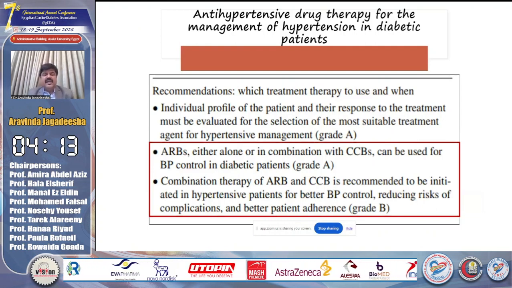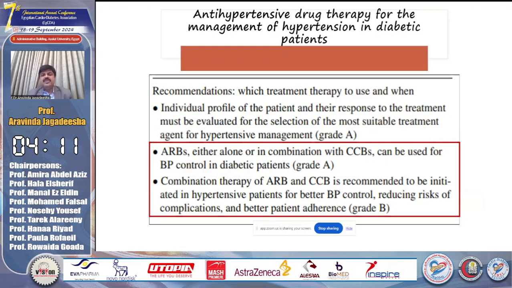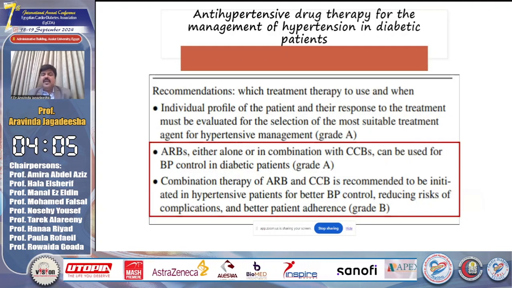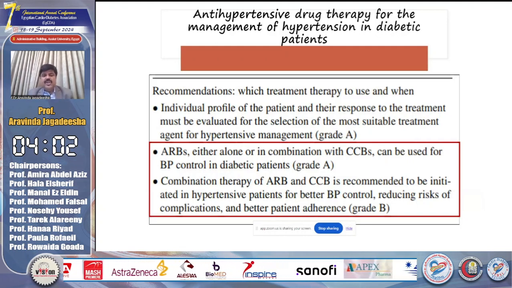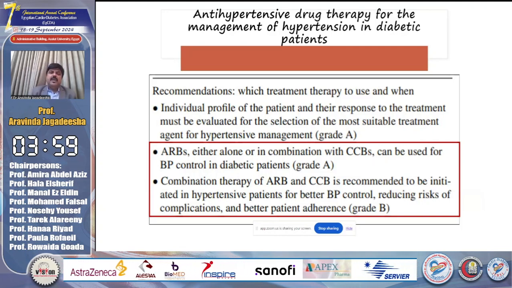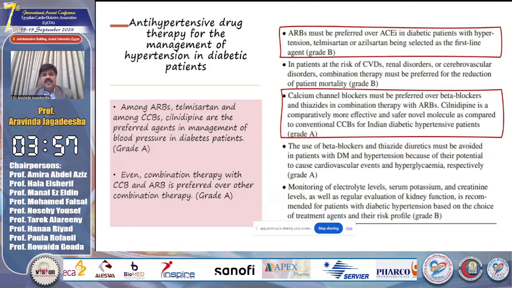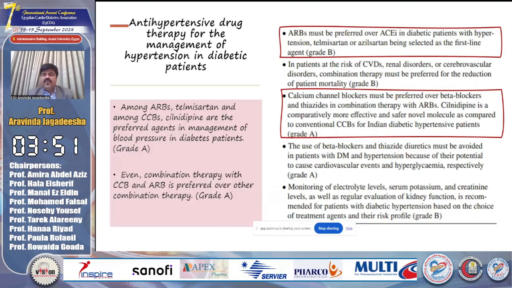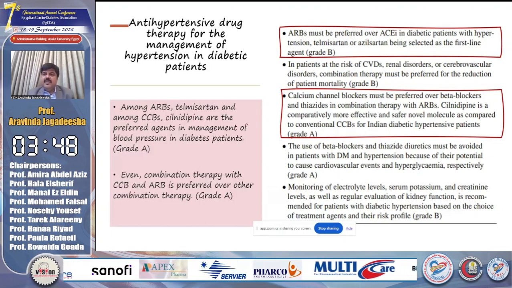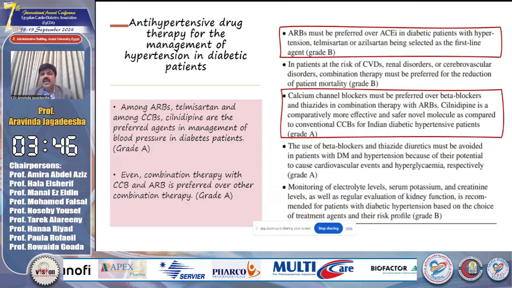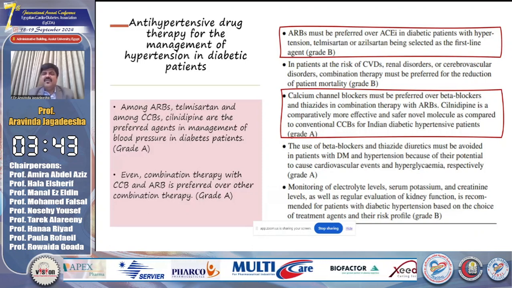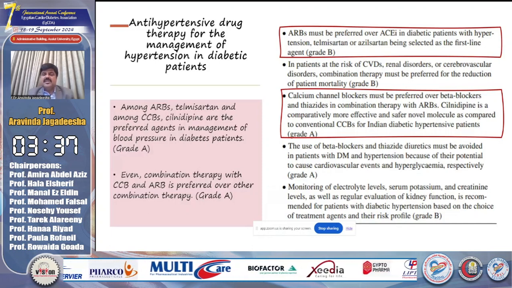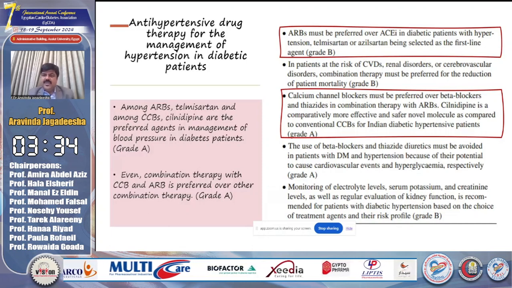we say is that ARB, either alone or in combination with CCB, can be used for blood pressure control. The combination therapy of ARB and CCB is recommended to be initiated in hypertensive patients for better blood pressure control. In this slide, there is an important statement you can see on the right hand side. ARB must be preferred over ACE inhibitors in diabetic patients with hypertension, with telmisartan or azilsartan being selected as the first line agent. Calcium channel blocker must be preferred over beta blockers and thiazide in combination with ARBs.